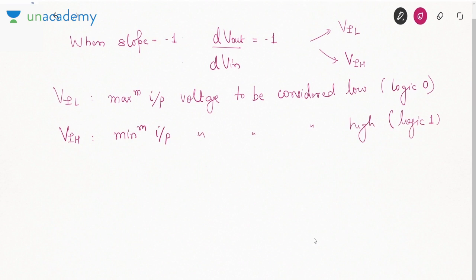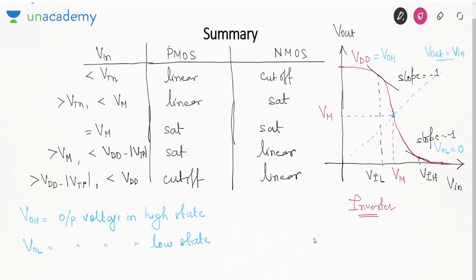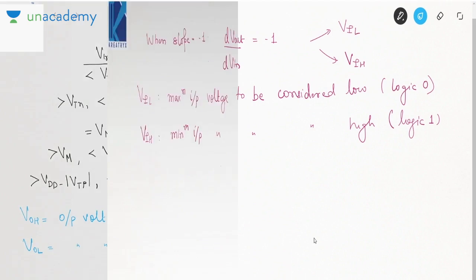So what it means in the curve is, up to here, up to VIL, we will consider it as logic 0, and from here onwards we will consider it as logic 1. The middle region is not used in digital electronics. You will either use the input less than VIL or you will use the input greater than VIH, but you will not use the intermediate values.